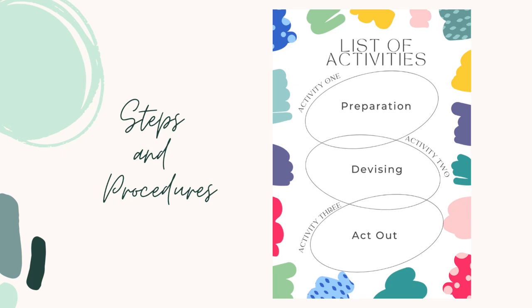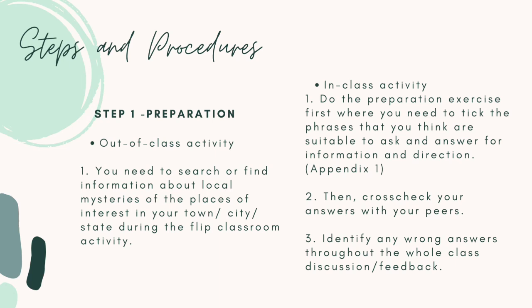Let's look at the steps and procedures. Step 1, preparations. Out of class activity. This is where the students need to search or find information about local mysteries or places of interest in their town, city, or state during the flipped classroom activity. They have to seek information first. They have to be ready before they carry out the activity.